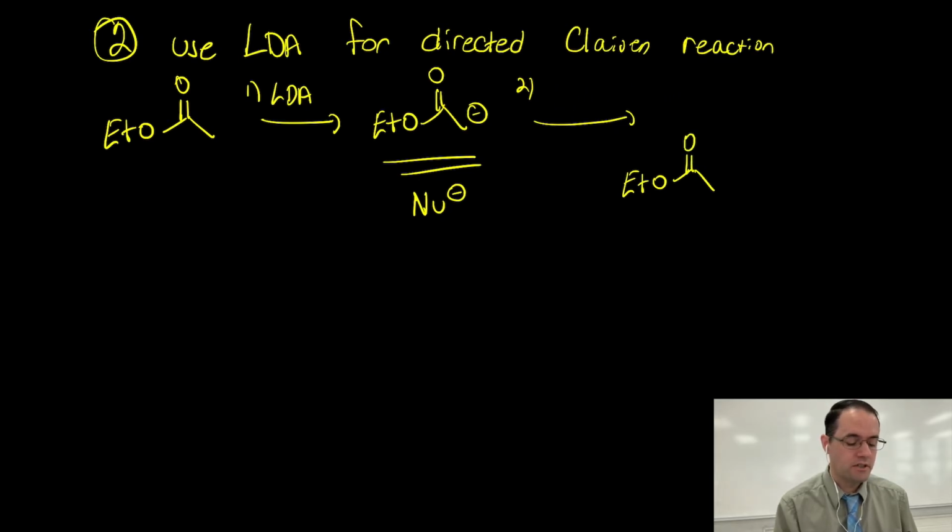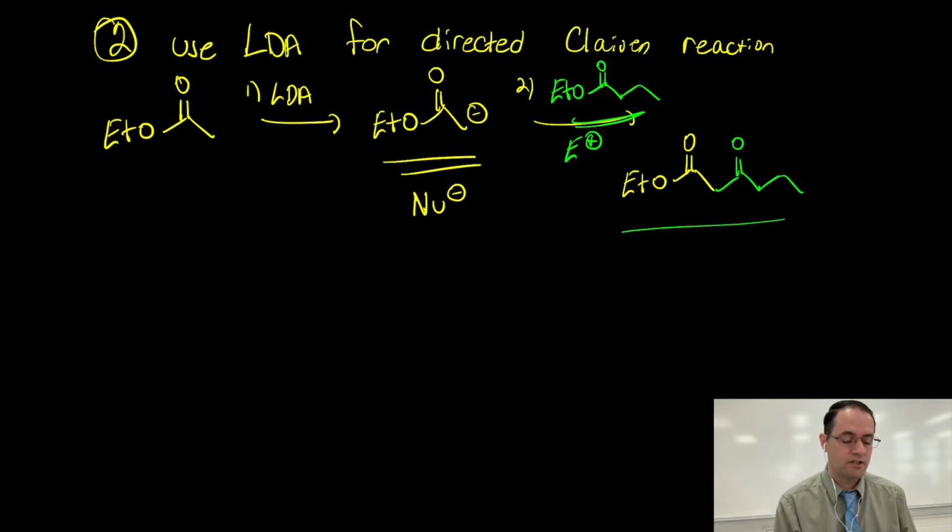Maybe I'll color code it here so you can see what's happening. Okay, so that nucleophile attacks the green molecule here, which is the electrophile. Okay, and you're going to get that product. So that's a great way to control the reaction.